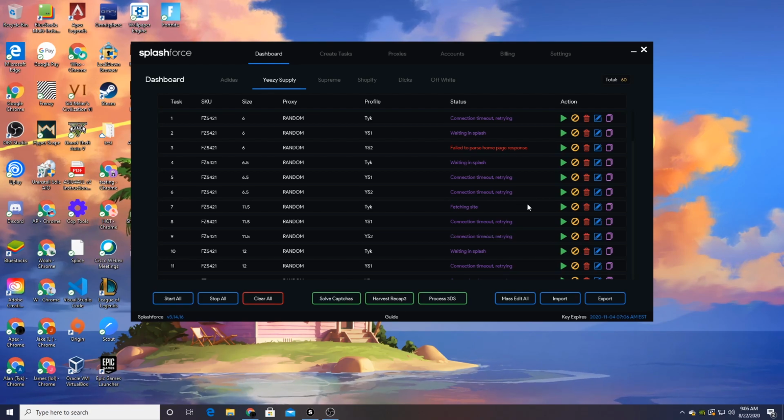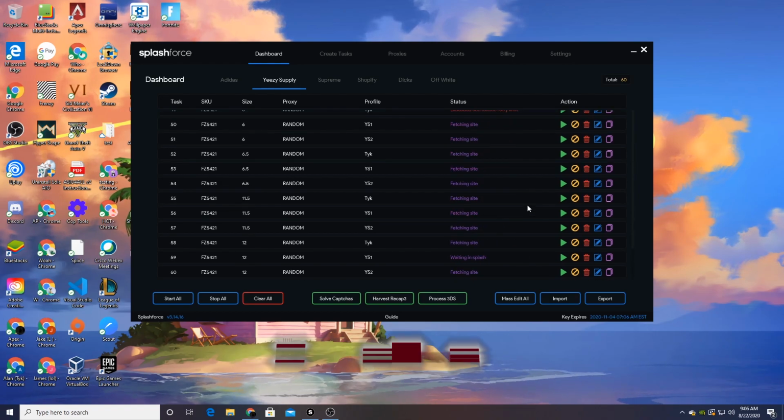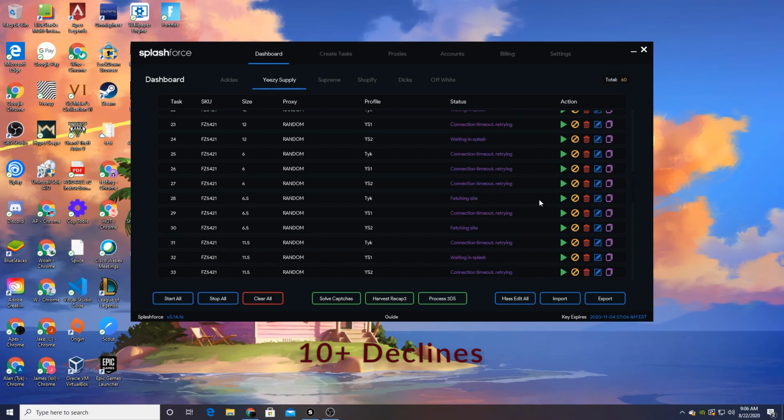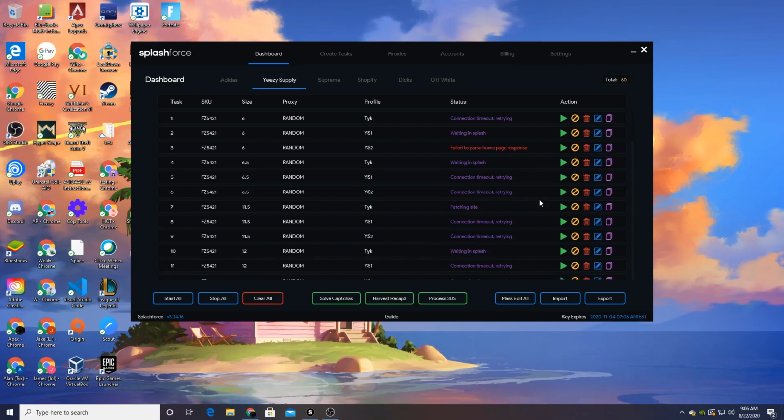That happened multiple times throughout the drop. One thing I hated at first is that I got so many declines this drop, you guys. It honestly breaks my heart how many declines I got. I think I got a total of like 7, 8, 9, 10 declines. But it's whatever, you know. I'm not gonna sit here and cry over spilled milk. I just know next time I have to diversify my profiles and use more profiles in general.